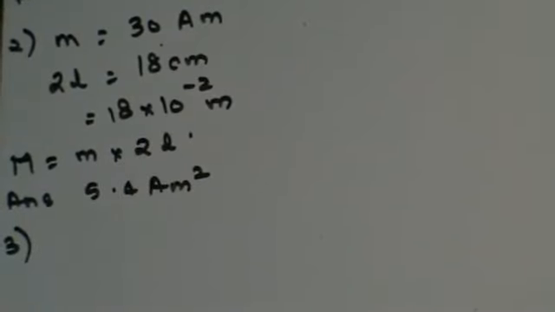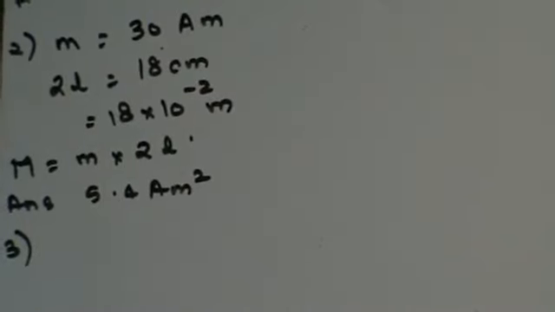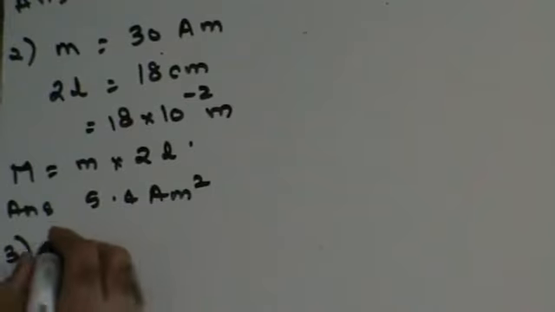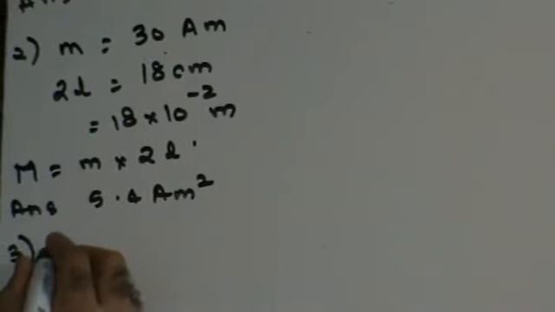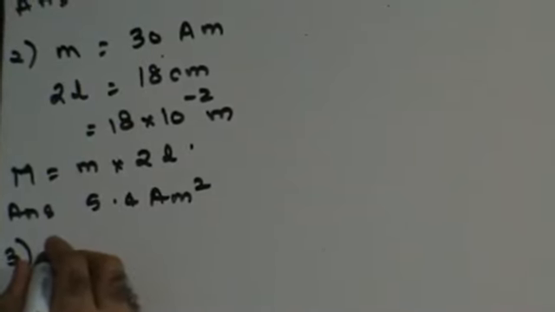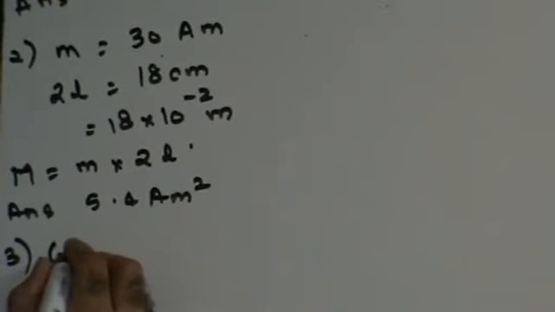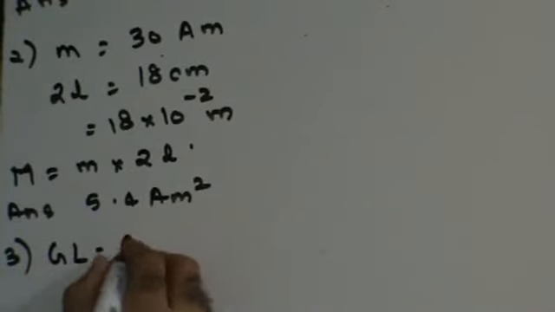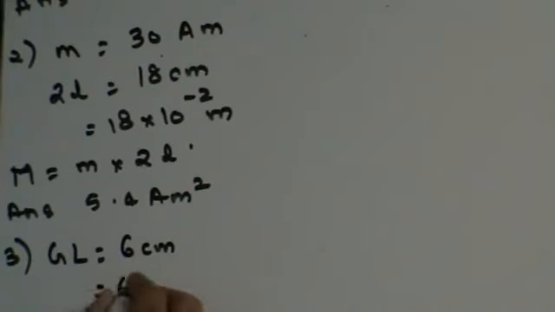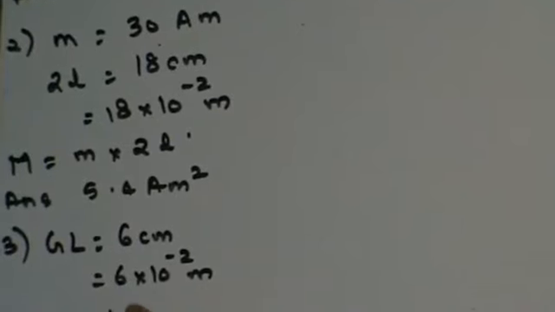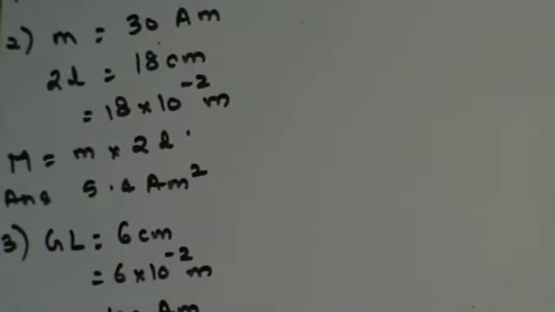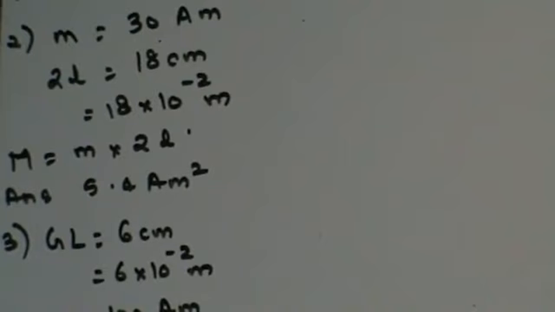Next, calculate the magnetic dipole moment if the geometric length is 6 centimeters and pole strength is 100 ampere meter.